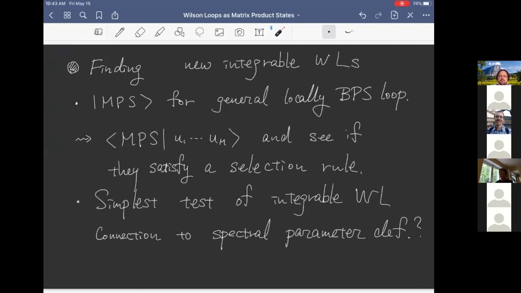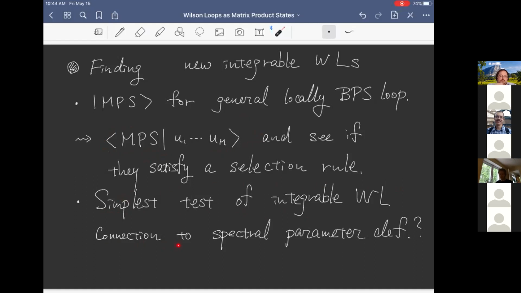So another interesting avenue is that maybe this gives you a way to find new integrable Wilson loops. As I was saying, we basically have a representation of the MPS for a generally locally BPS loop. So you can just choose whatever loop you want to study, compute this overlap, and see if there is any selection rule or not. And if it satisfies the selection rule, that's a strong hint that the particular Wilson loop is an integrable boundary condition. And I think this is the simplest test of integrability for the Wilson loop, as far as I know.